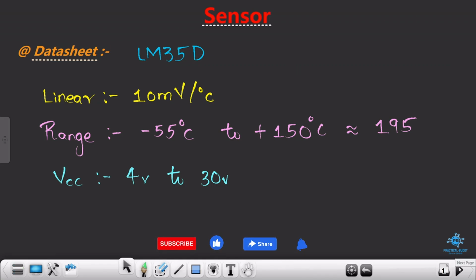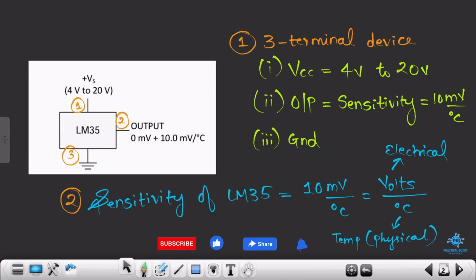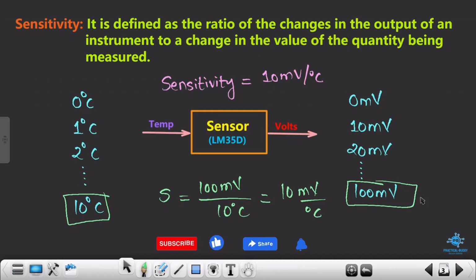session. In the previous session we understood the concept of a sensor, and specifically the working of LM35 in depth. What exactly is it doing? It is just taking the temperature and converting it into some electrical quantity, that is volts. But the important thing to notice here is the sensitivity. The sensitivity of this sensor is 10 millivolts per degree change in temperature.